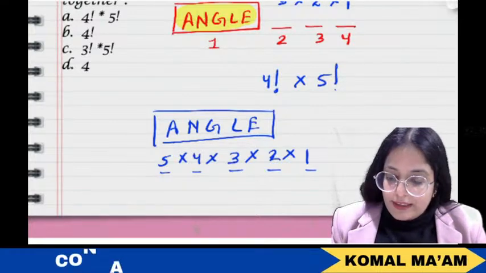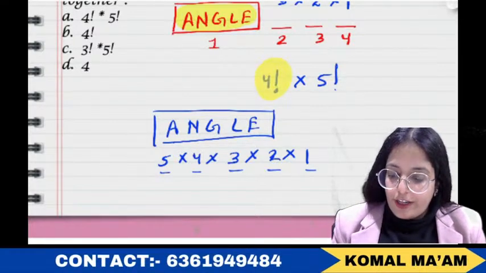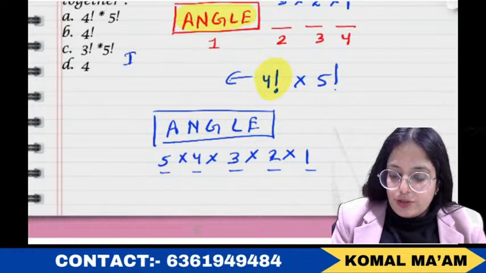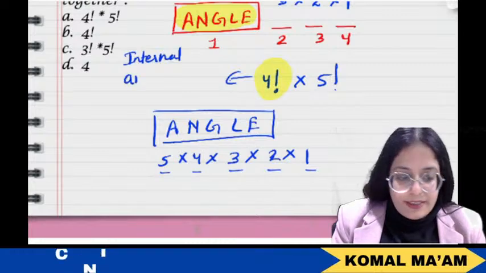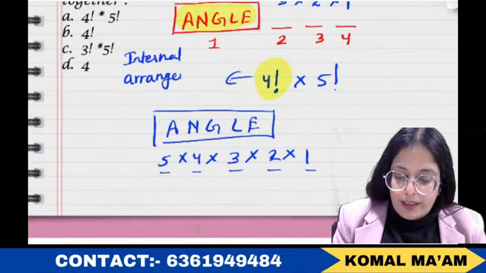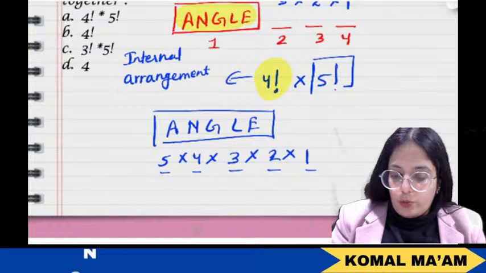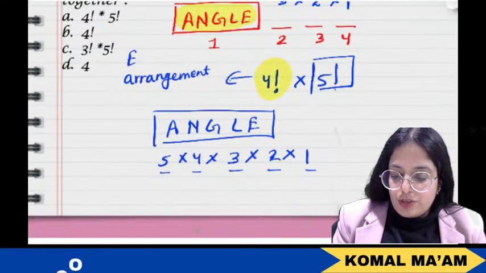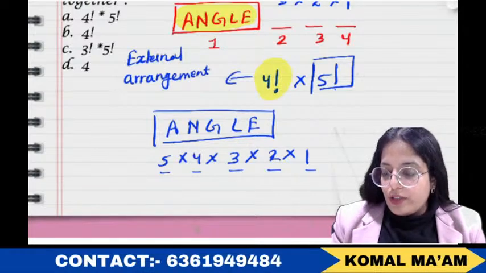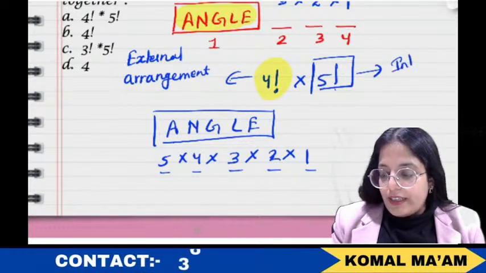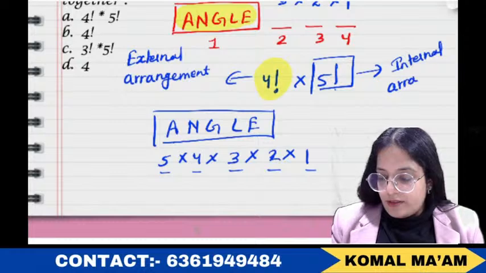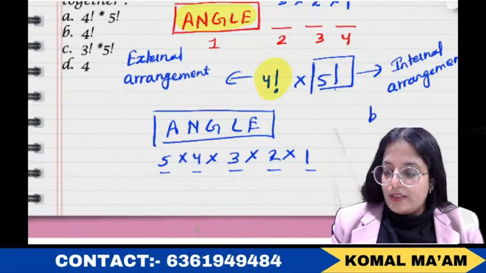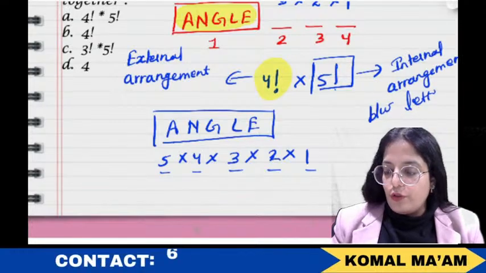So basically this 4 factorial is representing the external arrangement, and this 5 factorial is representing the internal arrangement, that is, the arrangement between the letters of ANGLE.